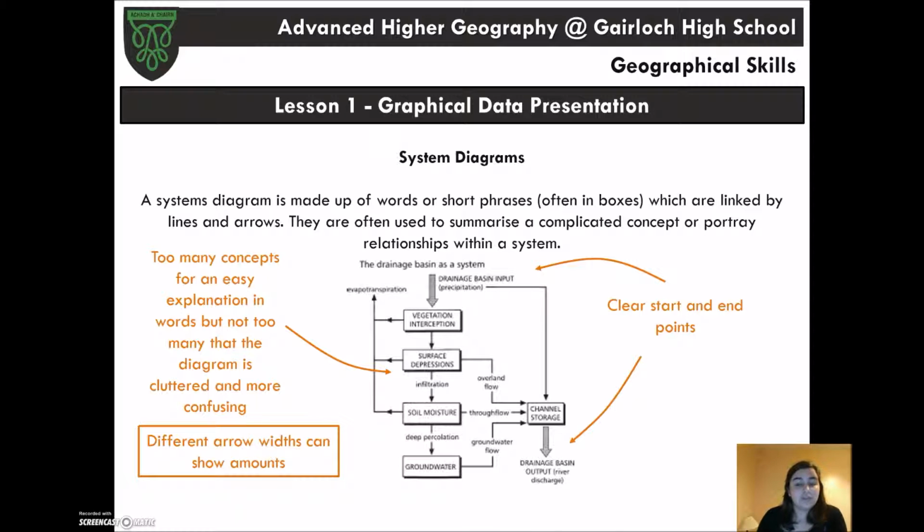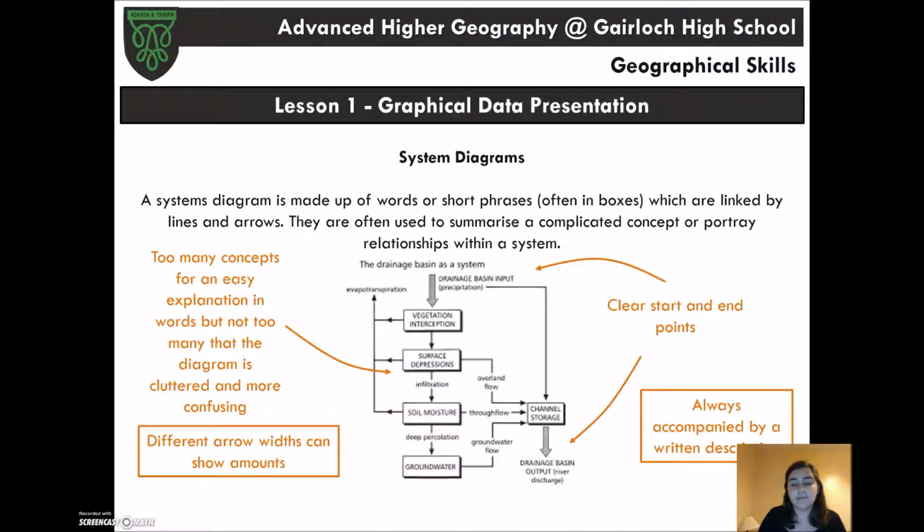Different arrow widths can show different amounts. It's not shown in this example, but if you think about the global heat budget and the amount of energy coming to Earth, that's often shown as a systems diagram. The lines aren't necessarily straight, but different sizes of arrows show different amounts. Could be percentages, something like that.